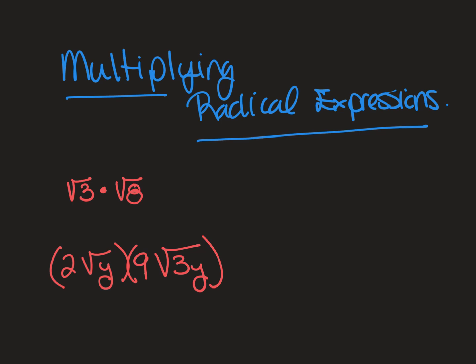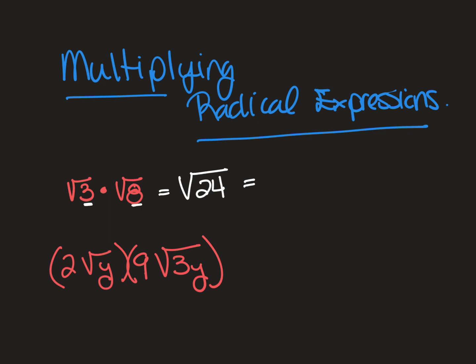Just like many other terms, when you're multiplying, they don't actually need to be the same in order to be multiplied. But you do need to line up the corresponding parts. So for example, the 3 and the 8 are both under the radical symbol. So when you multiply them together under the radical symbol.